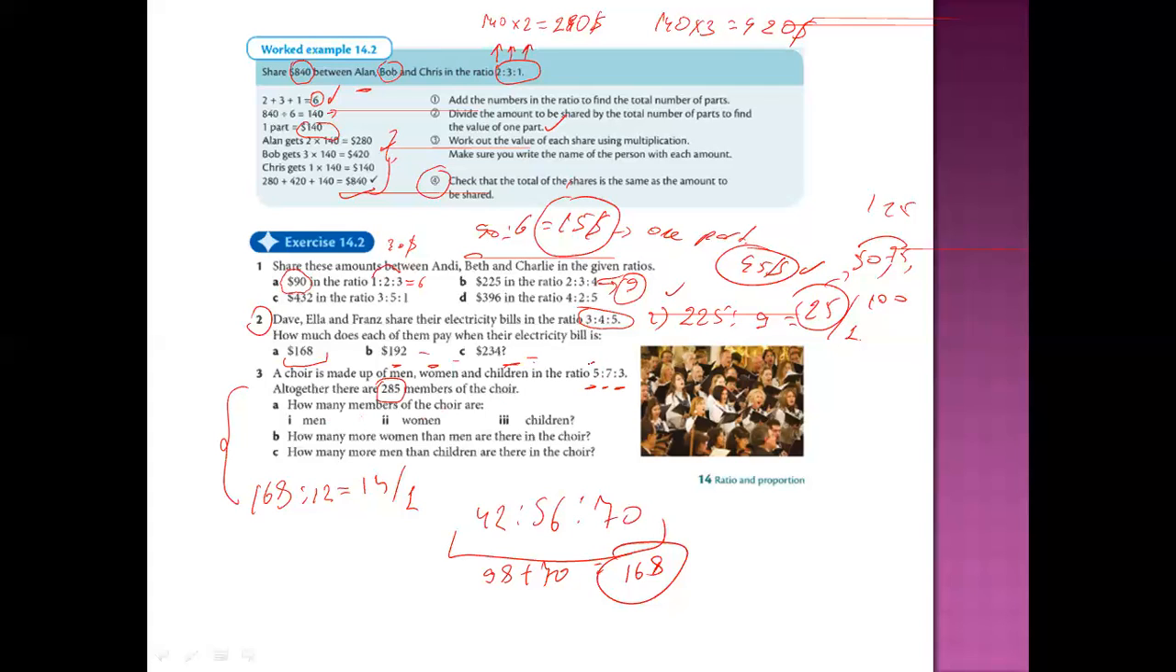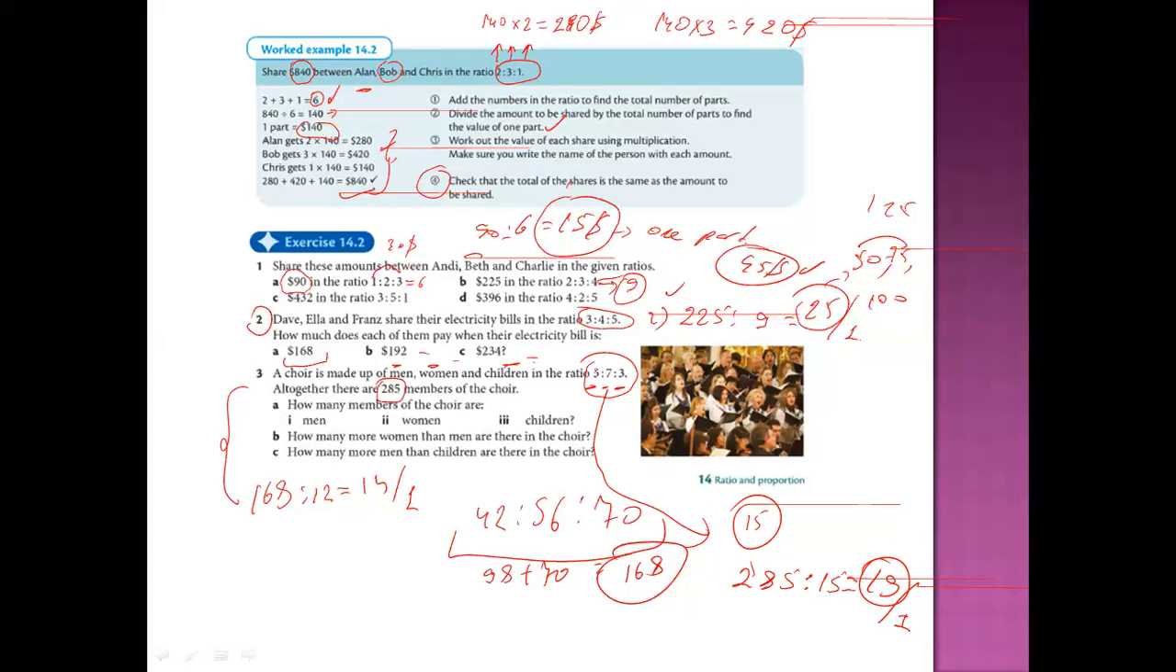What was the step? First of all, we need to add all the ratios. 5 plus 7 plus 3 is 15. And what is the number of members of the choir? 285. Okay, when you divide by 15, you will get one part of the members. You can use the calculator. 285 divided by 15 is equal to 19. 19 for one part of the ratio.